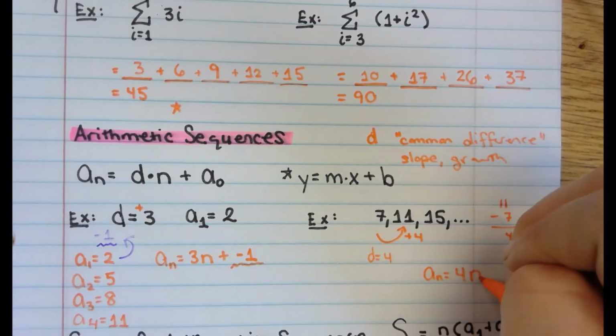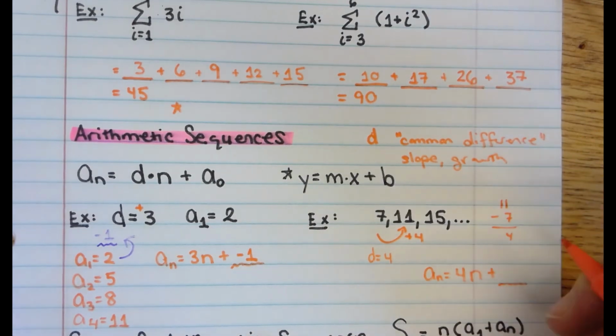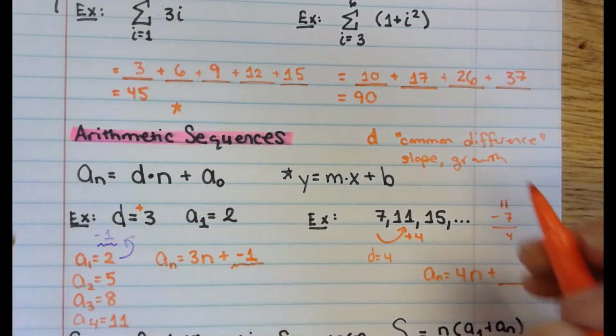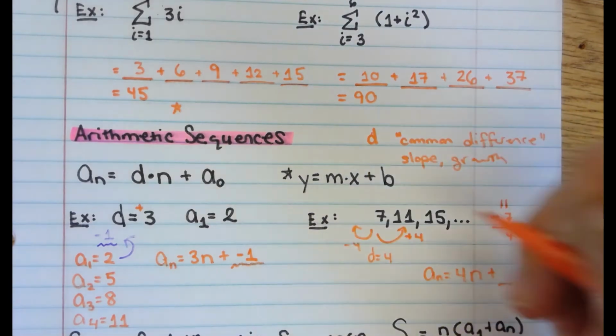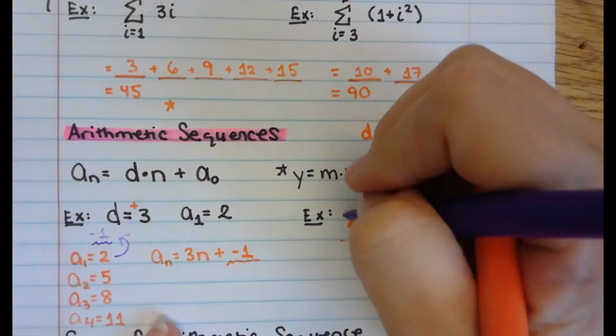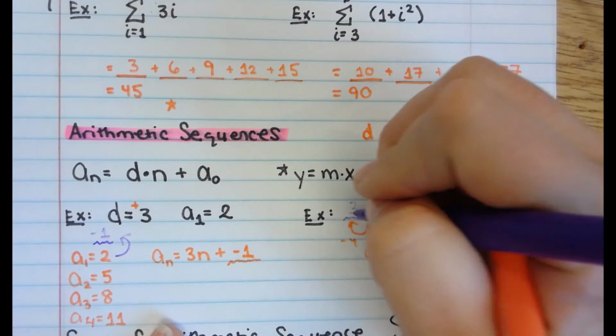We're growing by 4 plus, if we go backwards 1 term, we get out 3.